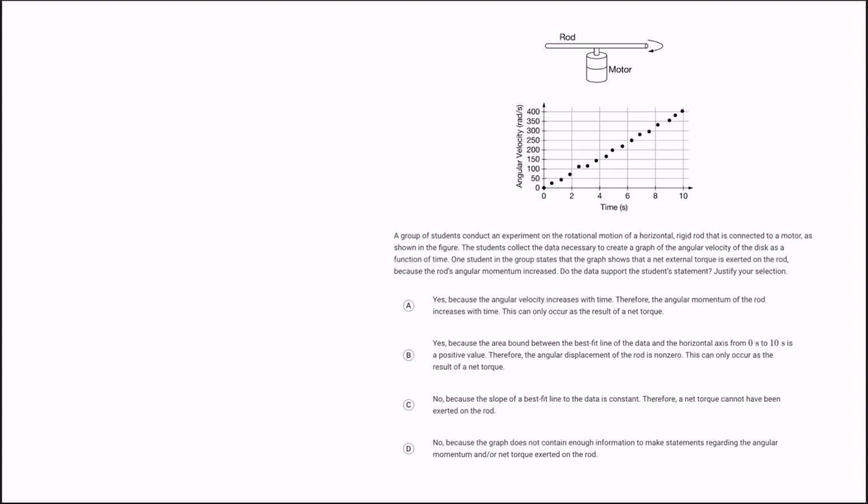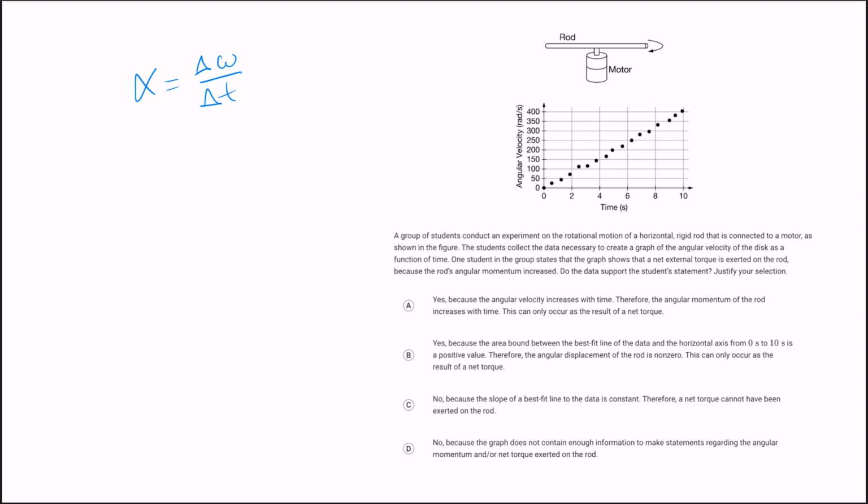One student in the group states that the graph shows that a net external torque is exerted on the rod because the rod's angular momentum increased. Do the data support the student's statement? All right, before I even look at the answer choices, I'm just going to investigate the graph here, because if angular velocity is increasing with respect to time, this brings to mind the mathematical definition for angular acceleration, because it is change in angular velocity over change in time.